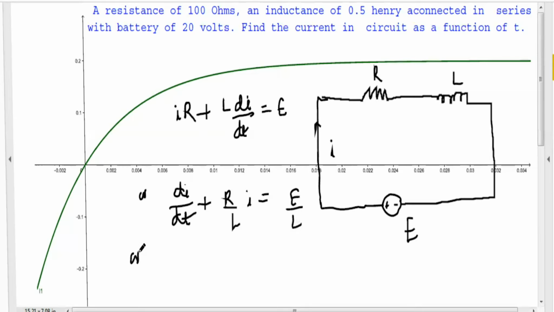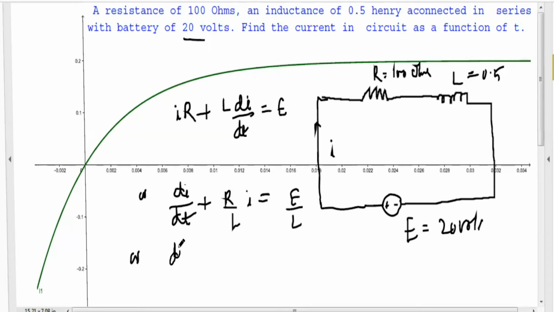Here it is given that the resistance is 100 ohms, the inductance L equals 0.5 Henry, and the battery voltage, the voltage source, is 20 volts. This right hand side term is the source term E.